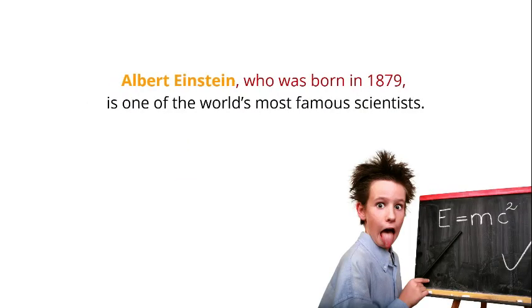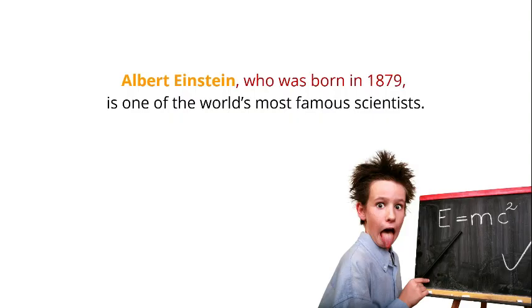In this sentence, Albert Einstein, who was born in 1879, is one of the world's most famous scientists. I presume that you know who Albert Einstein is. He's quite famous. There are not many Albert Einsteins in the world. Unless you have a neighbour called Albert Einstein, or you are studying in class with another Albert Einstein, or you work with another Albert Einstein, I think there's only one. So we don't really need to specify which Albert Einstein we're talking about.